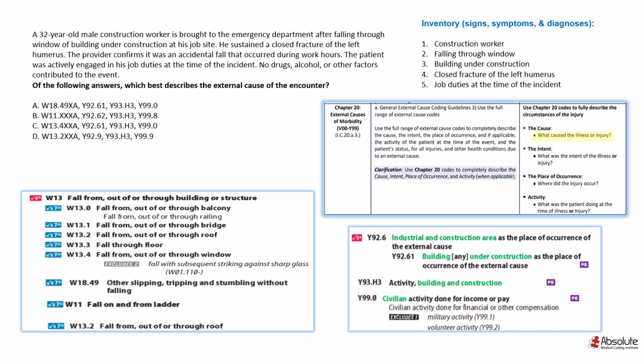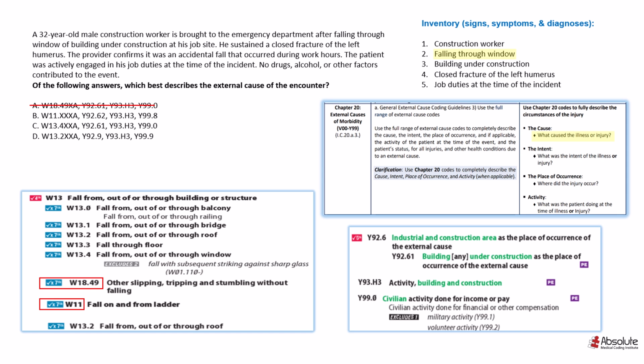And first, let's look into the cause. What caused the illness or injury? The patient in our scenario fell through the window. So let's go and look into the options. W18.49 is coding for other slipping, tripping, and stumbling without falling. So in our scenario, the patient fell through the window. So option A is incorrect.